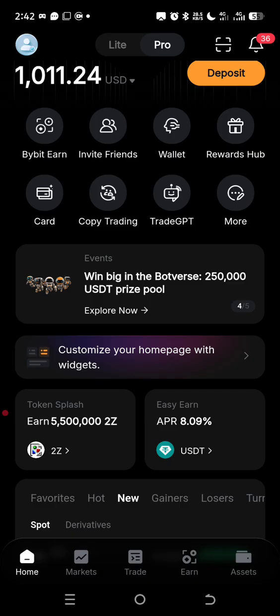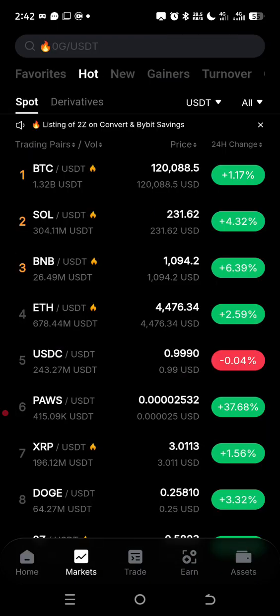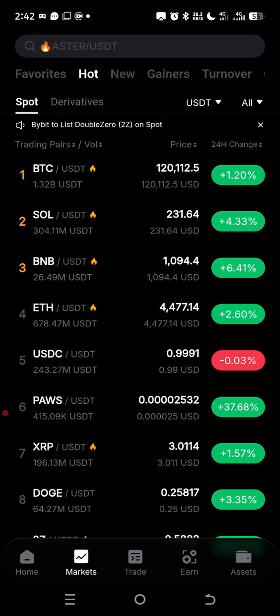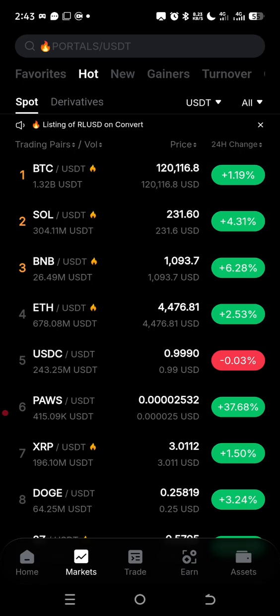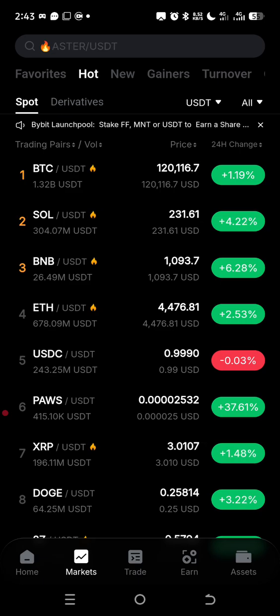In fact, there are more. If you tap here, as I have tapped here, this is an exchange called Bybit. This is a centralized exchange. So we have centralized exchanges and we have decentralized exchanges. A centralized exchange holds your money, while a decentralized exchange does not hold your money.